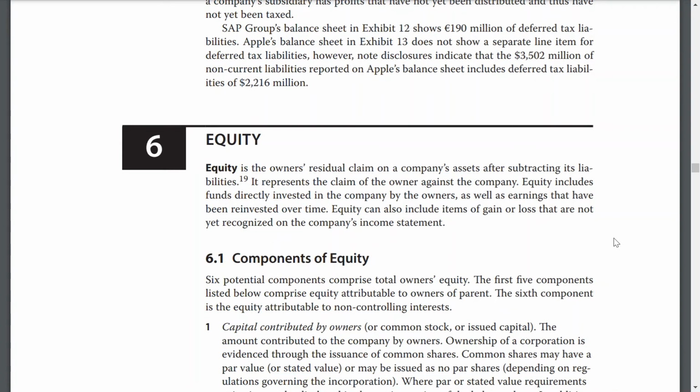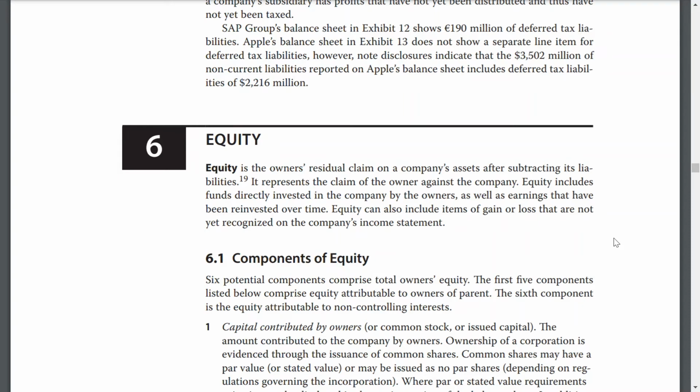Equity is the owner's residual claim on a company's assets after subtracting its liabilities. It represents a claim of the owner against the company. Equity includes funds directly invested in the company by the owner, as well as earnings that have been reinvested over time. Equity can also include items of gains or loss that are not yet recognized on the company's income statement.